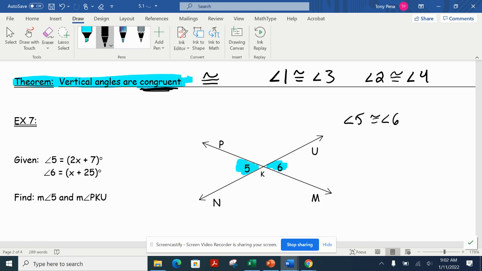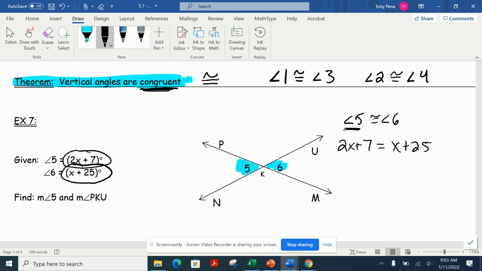Now, we have to do a little algebra for this one. We know what angle 5 is equivalent to in this case. Angle 5 is equivalent to 2x plus 7. So I'm going to say that 2x plus 7 would have to be equivalent to angle 6. And we also know what angle 6 is defined as. Angle 6 is given to you as x plus 25. All right. So that's where the little algebra equation comes from.